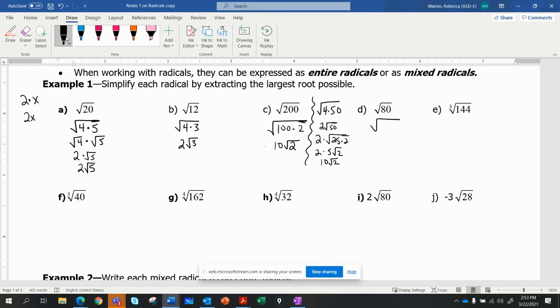Someone just asked in the chat, couldn't you have done 25 times 8? Yes, absolutely, same principle. You could have done 25 times 8, and eventually you still would have gotten 10 radical 2. It does not matter which factors you pick, as long as you break it down completely.